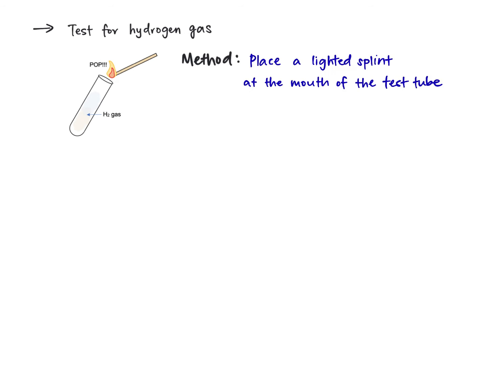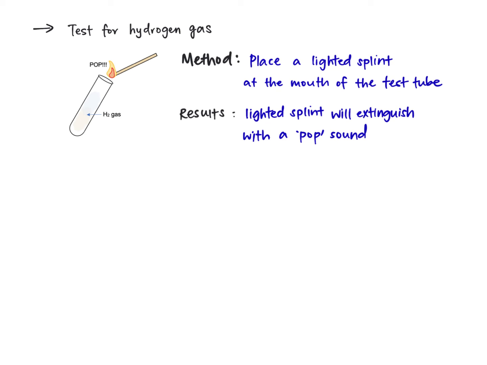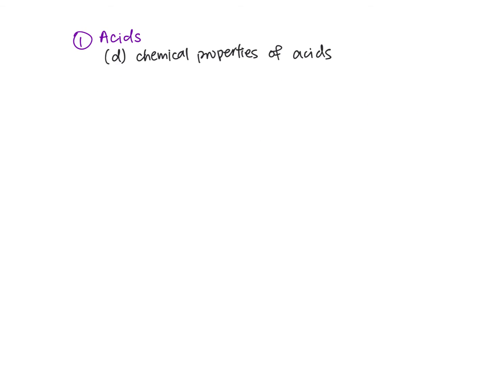The hydrogen gas that is given out, we can test by placing a lighted splint at the mouth of the test tube. For the results, the lighted splint will extinguish with a pop sound if hydrogen gas is present.